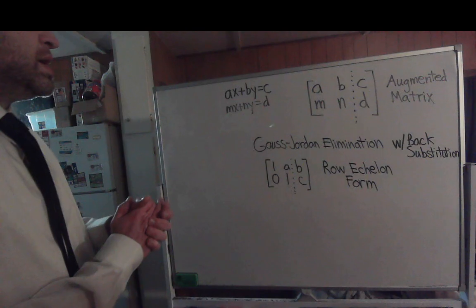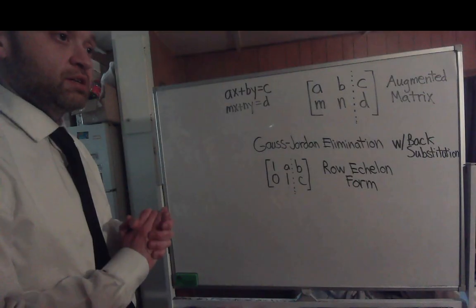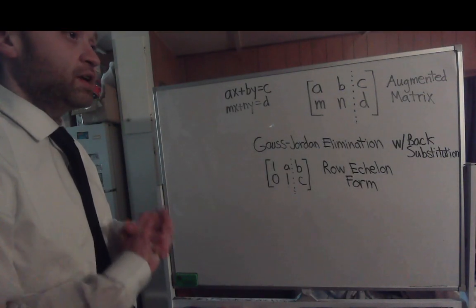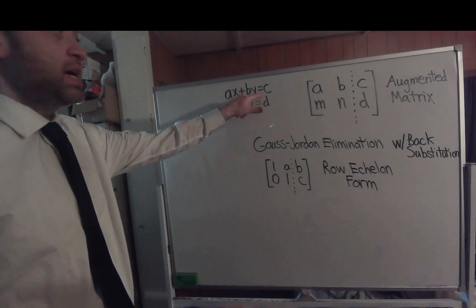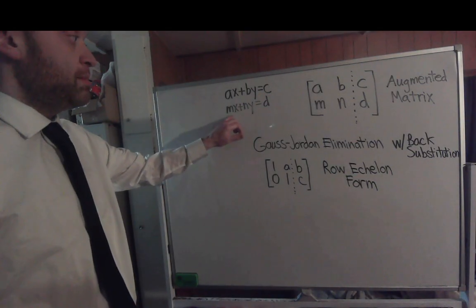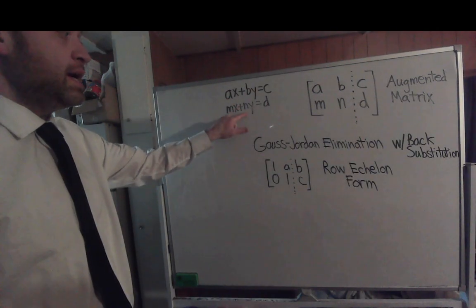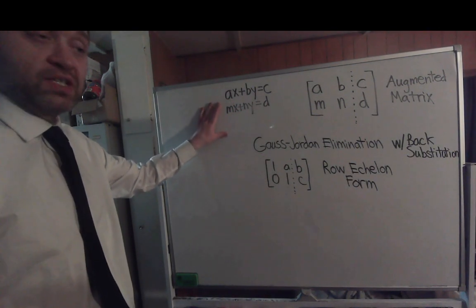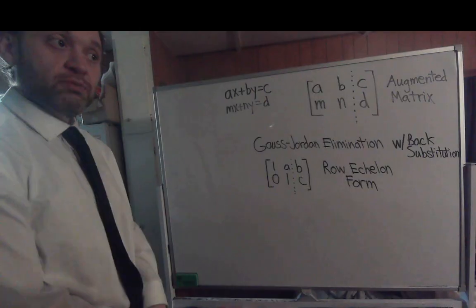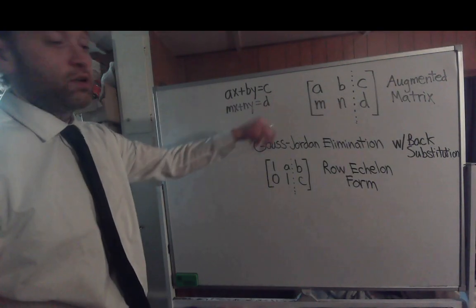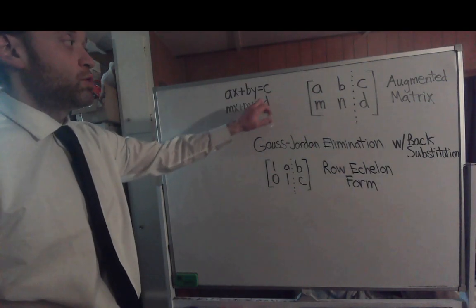Now, to use a matrix to solve a linear system, a system of equations in two variables, you have this system: ax plus by equals c, mx plus ny equals d. The a, b, m, and n are your coefficients on the x and y variables like you would see in a normal two variable system of equations. The c and d are, of course, the constants that those two equations are equal to.